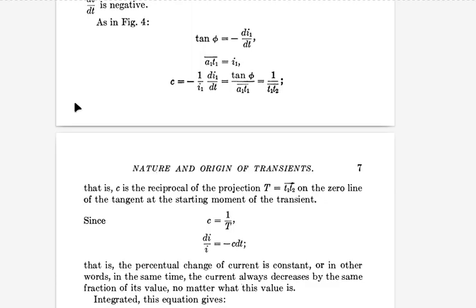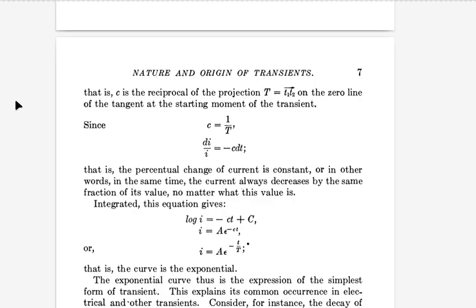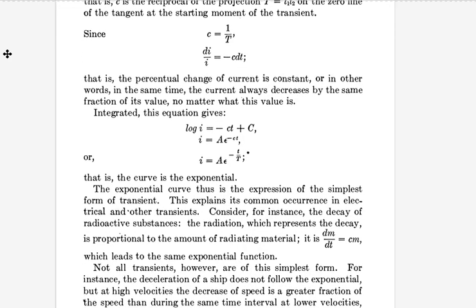Since di over I equals minus c dt, the percentual change of current is constant, or in other words, in the same time the current always decreases by the same fraction of its value, no matter what this value is. Integrated, this equation gives log I equals minus ct plus constant large C. I equals a Euler's number to the minus ct power, or I equals a Euler's number to the minus t over large T. The curve is the exponential curve, thus is the expression of the simplest form of transient.